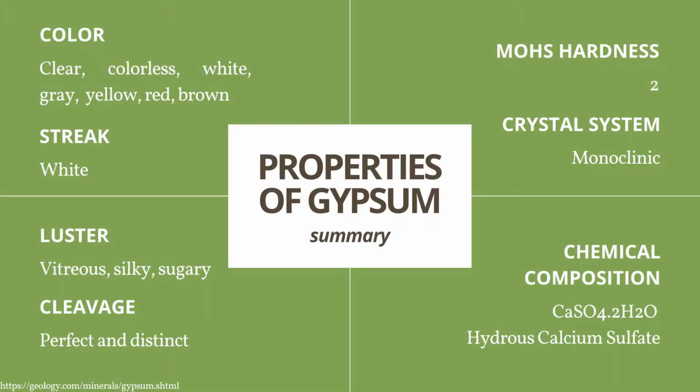To summarize the properties of gypsum, gypsum's chemical composition is CaSO4·2H2O or hydrous calcium sulfate. Its color can range from clear, colorless white, yellow, red, or brown. Its streak is white. The luster is vitreous, silky, and sugary. Its cleavage is perfect and distinct. It has a Mohs hardness value of 2, and its crystal system is monoclinic.